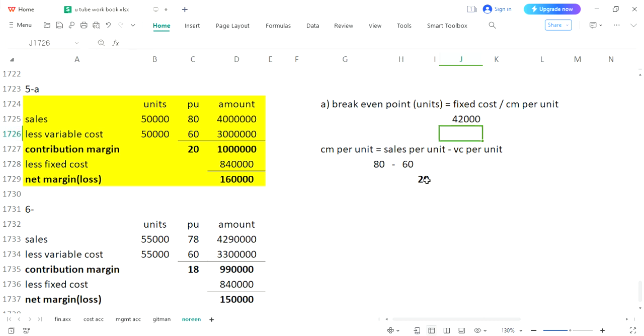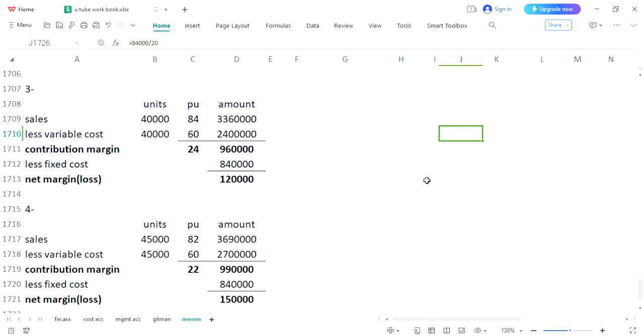Statement completed. One second, this statement is important, so I need to write it. So the same would be put now: 840,000 divided by 20. Usually when we calculate, the statement would be vanished. That is why I have written it, so that you can understand fixed cost was 840,000, CM per unit was 20. So break even point in terms of units is 42,000.